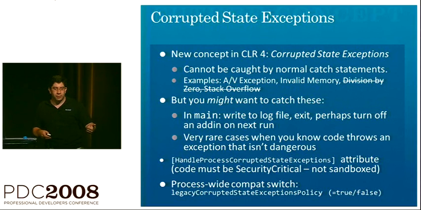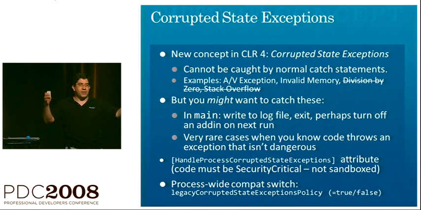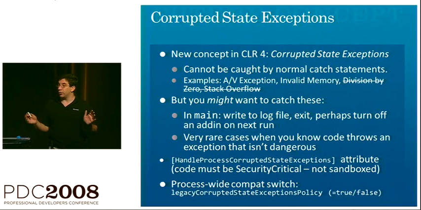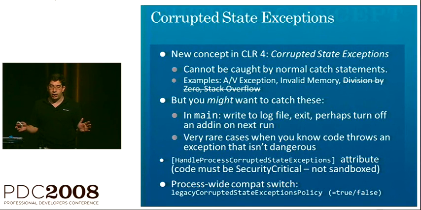In order to help you catch them, since we're mostly ignoring those things now, we have a new attribute, HandleProcessCorruptedStateExceptions. You have to put that attribute on the function that you want to catch these exceptions. And by the way, that code can only be regular code. It can't be sandbox code. If it's sandbox code, we don't let you catch it no matter what.